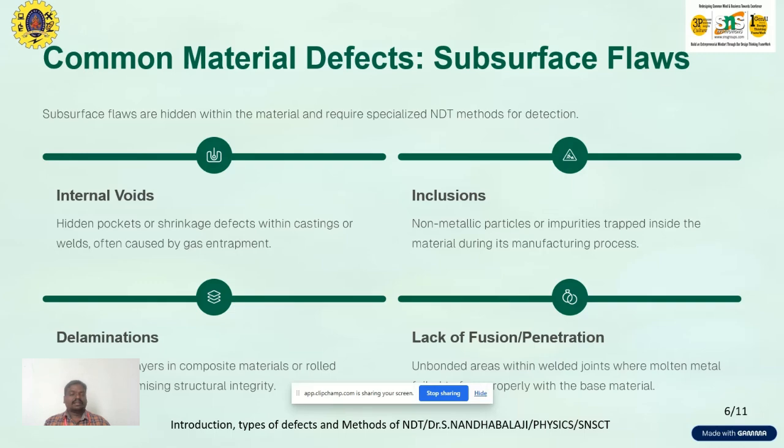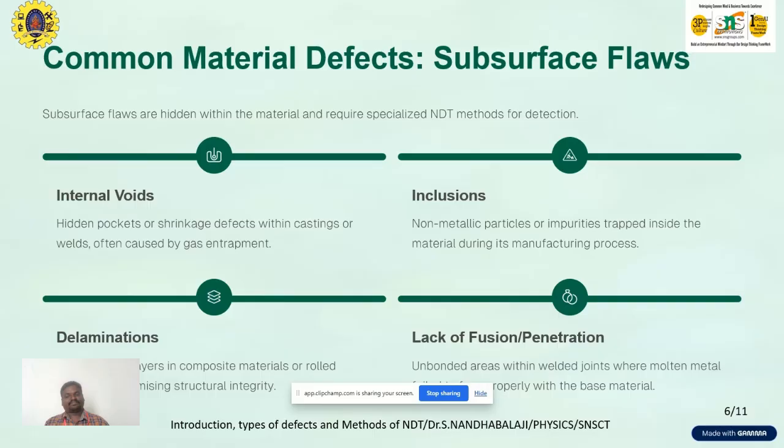Delaminations: separations of layers in composite materials or rolled plates, compromising structural integrity. Lack of fusion or penetration: unbonded areas within welded joints where molten material did not properly fuse with the base materials.